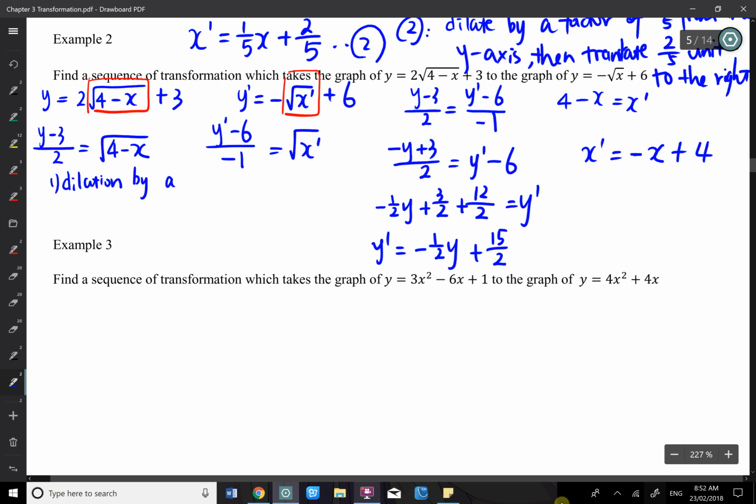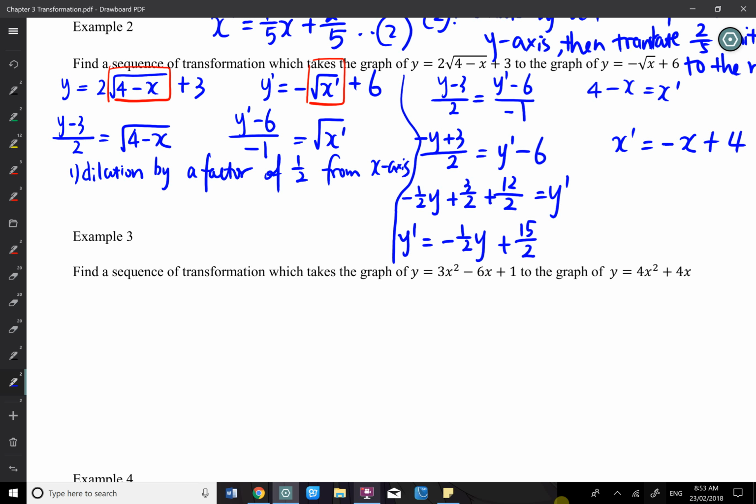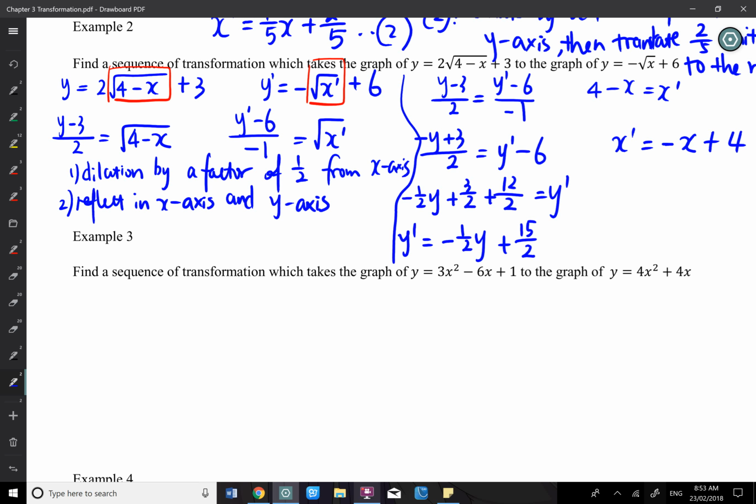Dilation by a factor of half from the x-axis, because it's changing y. From the x-axis, that's where the half is from. DRT: reflection, reflect in the x-axis and y-axis. After I expand it, I can just follow the DRT order because the negative is next. Both negative, so reflecting x and reflecting y. You don't need to describe y and then x; you can mix them. So that's a reflection from x and from y.